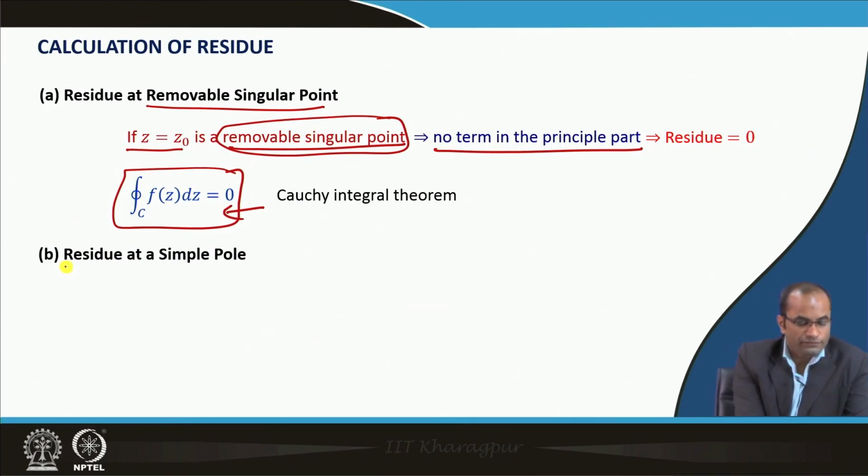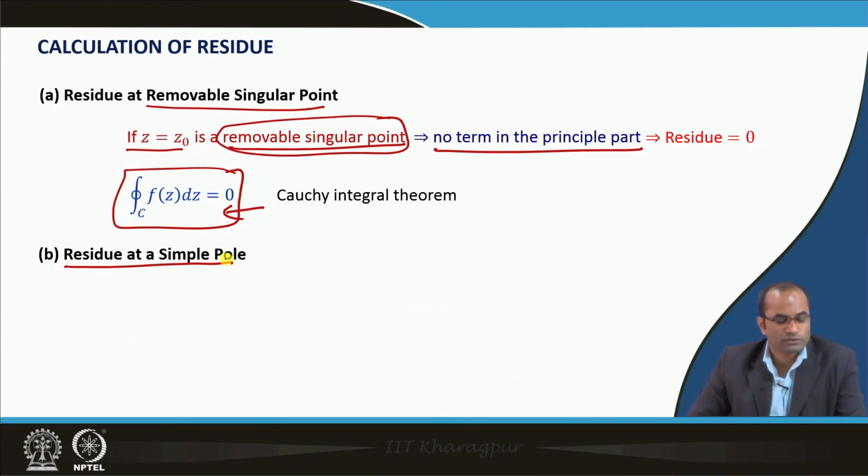The second case: if the point z equal to z naught is a simple pole, then how do we get the residue? We can always get it with the help of the expansion, but there are some other ways where we can easily get these residues. So, if we have a simple pole, how do we get the residue?